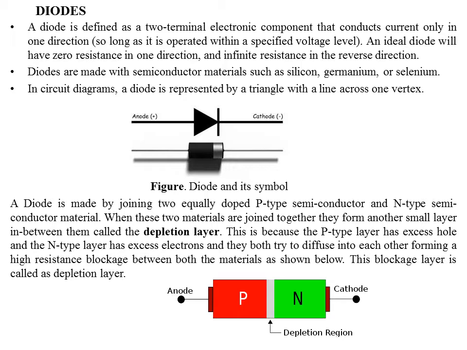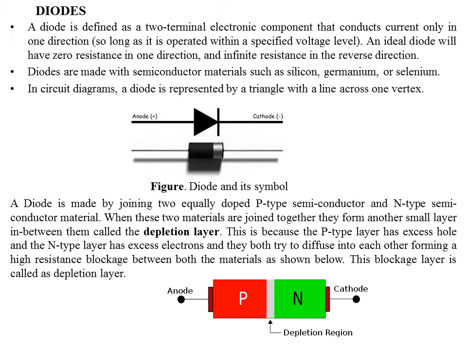How are these diodes made? These diodes are usually made by joining two types of semiconductor. Below in the figure you can see a red region and a green region. This shows how a diode is constructed. It is made up of two equally doped semiconductors. One is called p-type semiconductor, the other is called n-type semiconductor material. These two semiconductor materials are joined together to form a small layer in between.